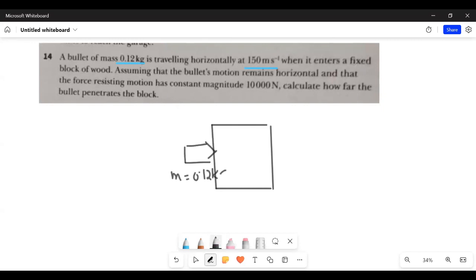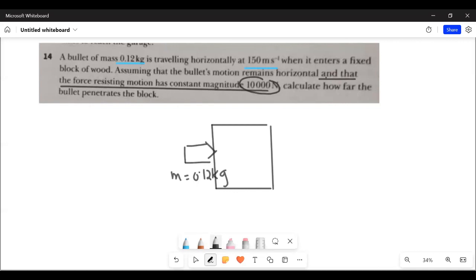0.12 kgs. Okay. Assuming that the bullet's motion remains horizontal and that the force resisting the motion has a constant magnitude of 10,000 newtons. What is this? Backward force. Yes, exactly. Backward force. So that is given to us.